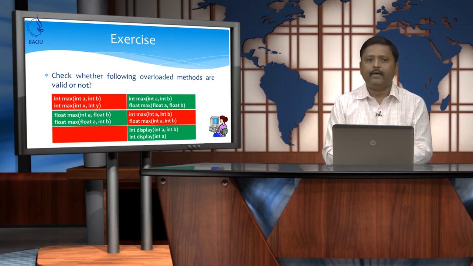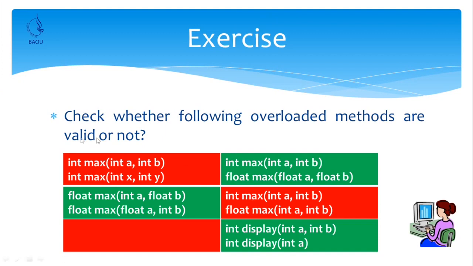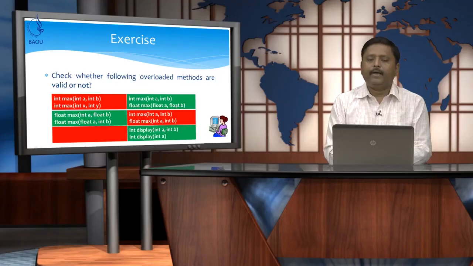Now, we take the second case. Here we have a max method with two integer arguments and a second max method with two float arguments. So, here the compiler can easily determine which method to call based on the type. So, this is valid. Why? Because the number of parameters is the same, but the type is different. So, we can say this is a valid definition.